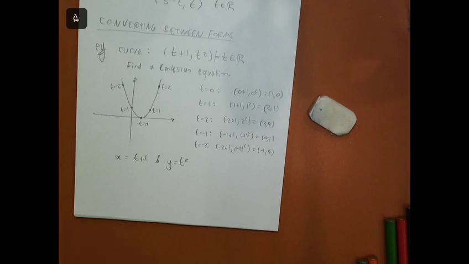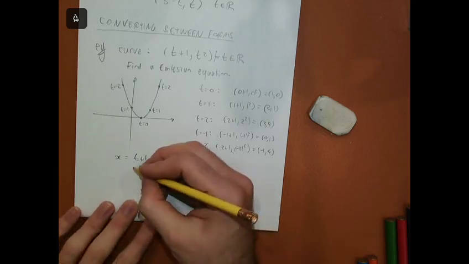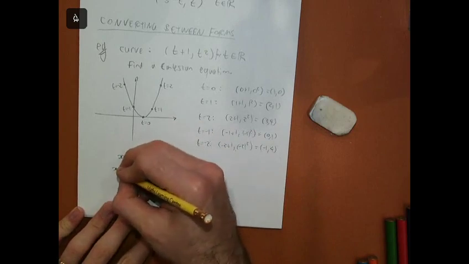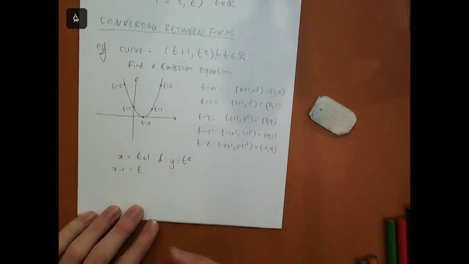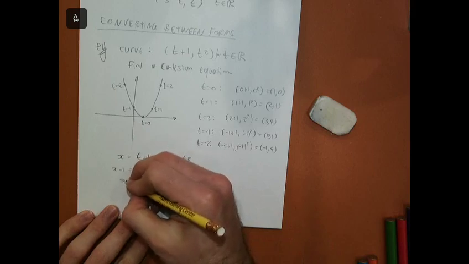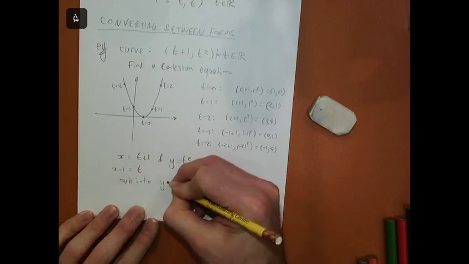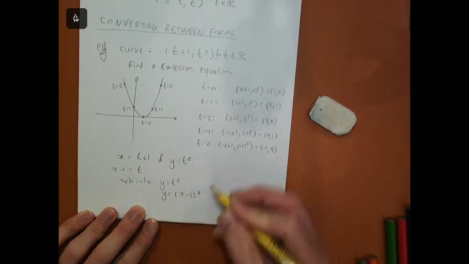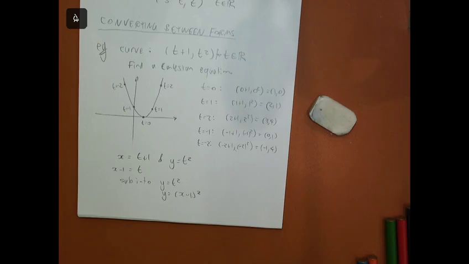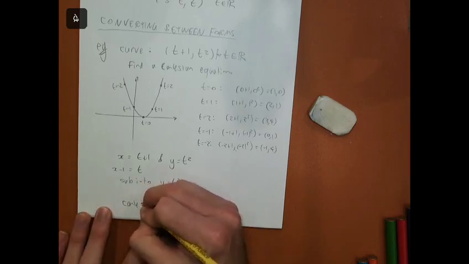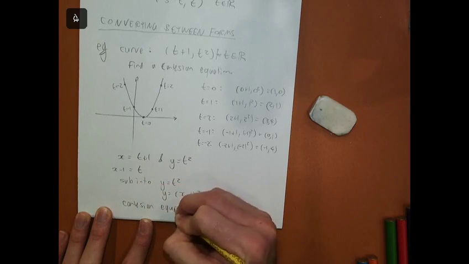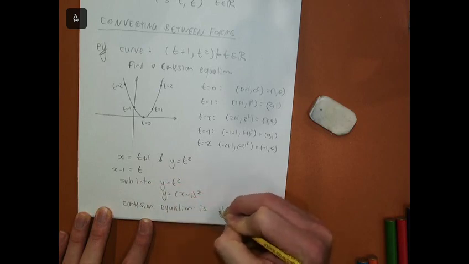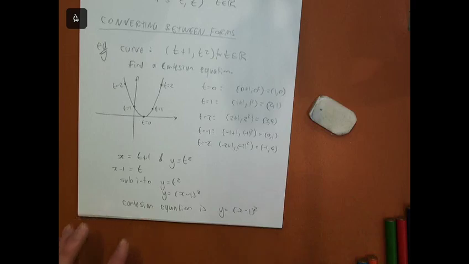So the quickest way is probably to get t equals and then sub that into the other one. That looks like it's going to be a productive method today. So I'm going to get from here that x minus 1 is equal to t, and then I'm going to sub that into the other one. Sub into y equals t squared, so I'll get y equals x minus 1 squared, and there's my Cartesian equation. It is y equals x minus 1 squared.